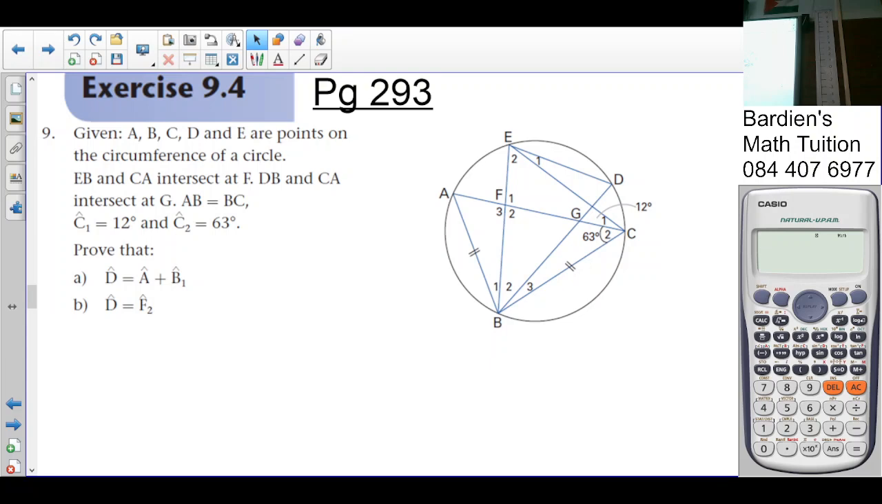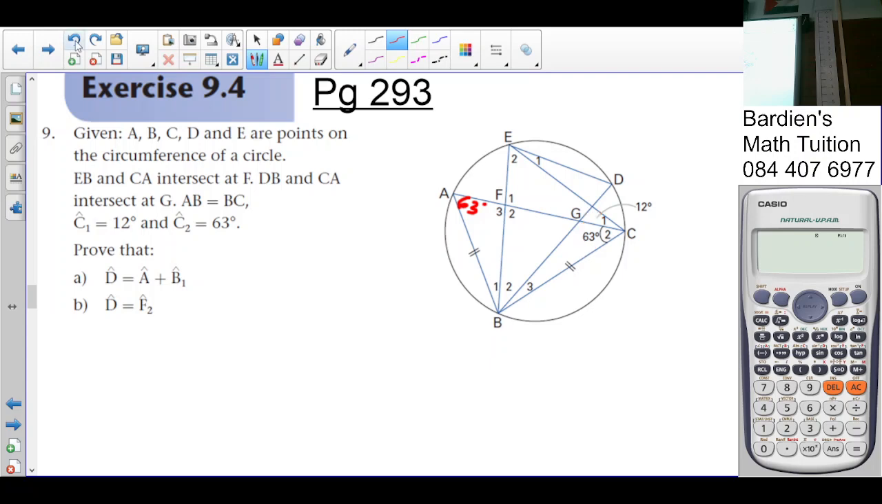So if AB is equal to BC, what do we know? Angle A is 63 degrees. Why? Angles opposite equal sides. Then we are told that C1 is equal to 12 degrees. C1 is 12, C2 is 63. So together this makes an angle of 75.